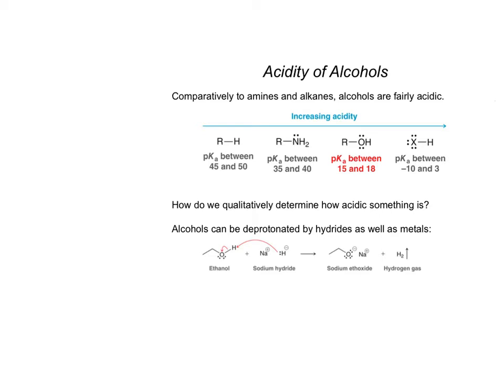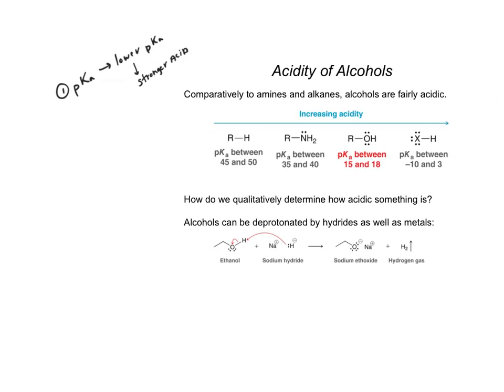Again, this goes back to the first semester. Our quantitative method of measuring acidity was pKa values, right? So overall, the lower the pKa, the stronger the acid. And again, the higher the pKa, the weaker the acid. And when we're talking about acidity, it's this ability to donate a proton to something else, right? So this is our quantitative measure.